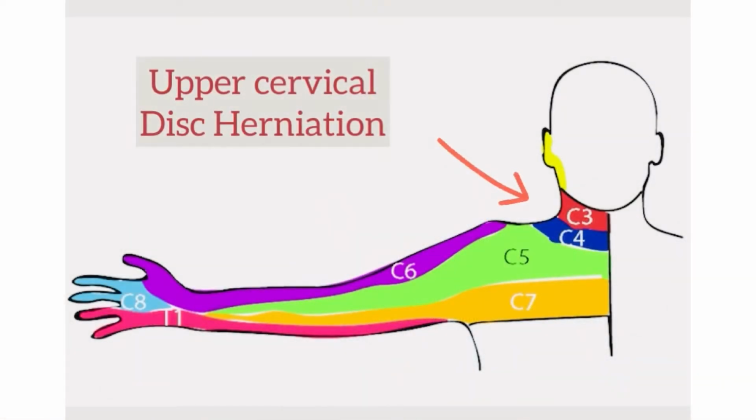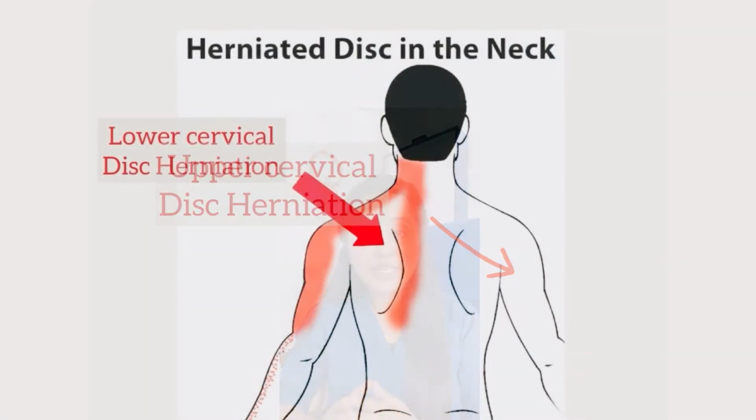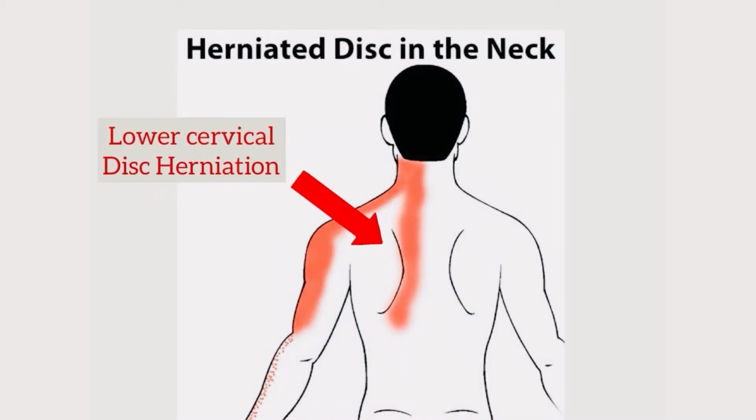Depending on the level of disc herniation, the symptoms might vary. With an upper cervical disc herniation, or compression of the upper cervical nerves, the symptoms are more or less around the neck region. But with a lower cervical disc herniation, the symptoms are around the shoulder blade, and the pain radiates down the arm to the fingers.